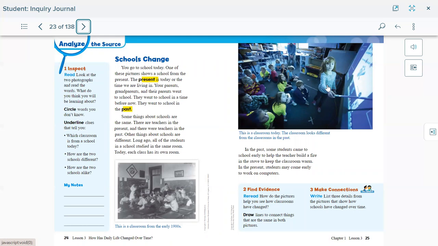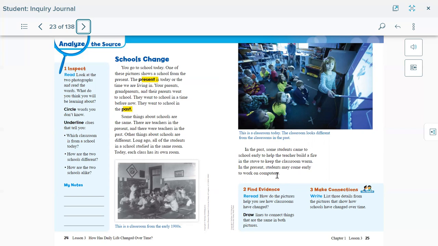This is the classroom today. The classroom looks different from the classroom in the past. In the past, some students came to school early to help the teacher build a fire in the stove to keep the classroom warm. But in the present, students may come early to work on computers because everyone has heaters or air conditioning. So if the weather's hot, the air conditioning will be cooling the classroom. And if it's cold, there will be a heater keeping the classroom warm. But as we said, in the old days, children used to come early just to help the teacher put fire and wood to make the classroom warm, so children could sit and learn.